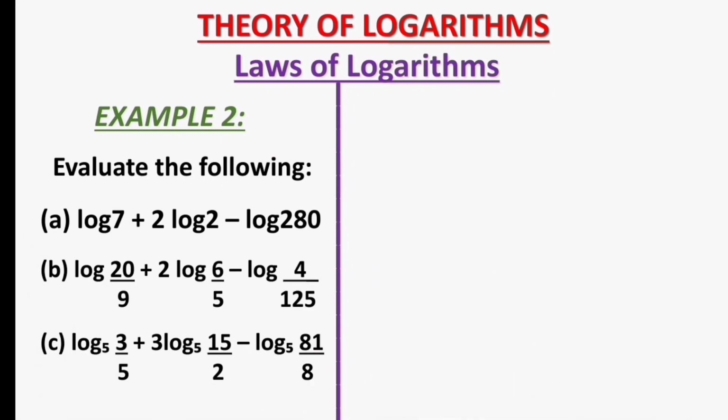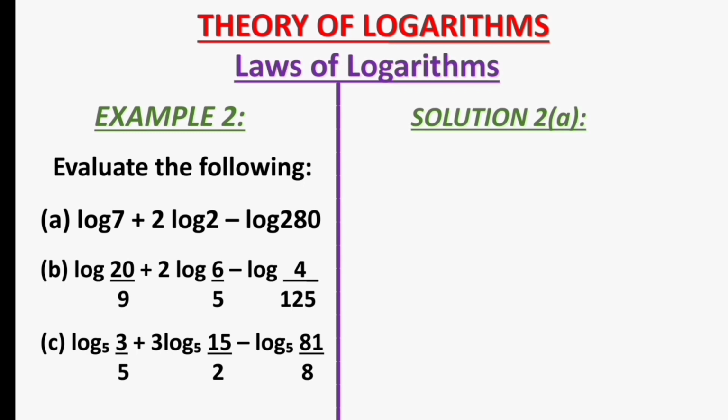Next, let's see our second example on laws of logarithms. Example 2. Evaluate the following. Question A. Logarithm of 7 plus 2 times the logarithm of 2 minus the logarithm of 280. Question B. Logarithm of 20 over 9 plus 2 times the logarithm of 6 over 5 minus the logarithm of 4 over 125. Question C. Logarithm to the base 5 of 3 over 5 plus 3 times the logarithm to the base 5 of 15 over 2 minus the logarithm to the base 5 of 81 over 8.